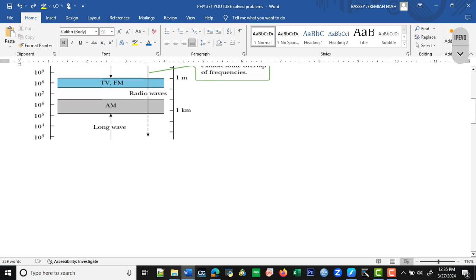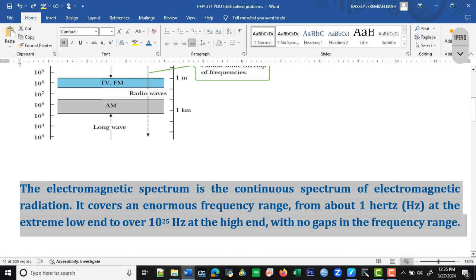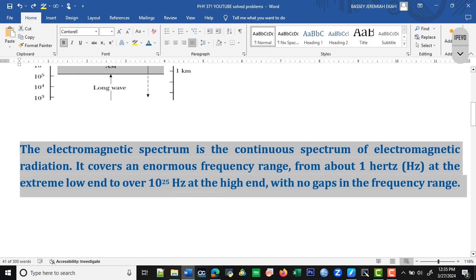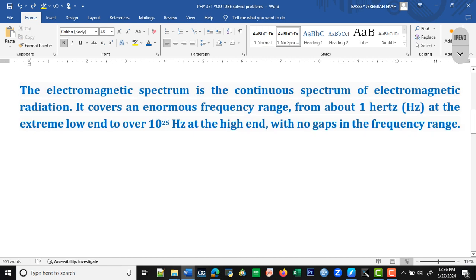Okay, so let's look at the ways we can define the electromagnetic spectrum. The electromagnetic spectrum is the continuous spectrum of electromagnetic radiation. It covers an enormous frequency range. The frequency range is between 1 Hertz to 10 to the power 25 Hertz and all of that.